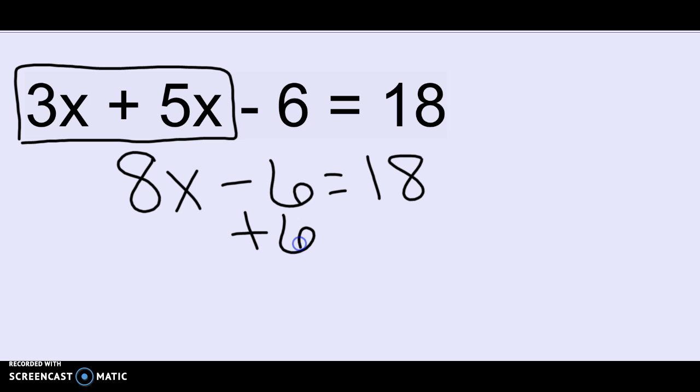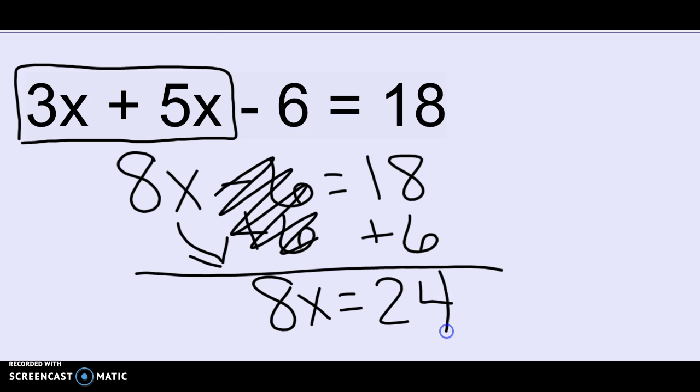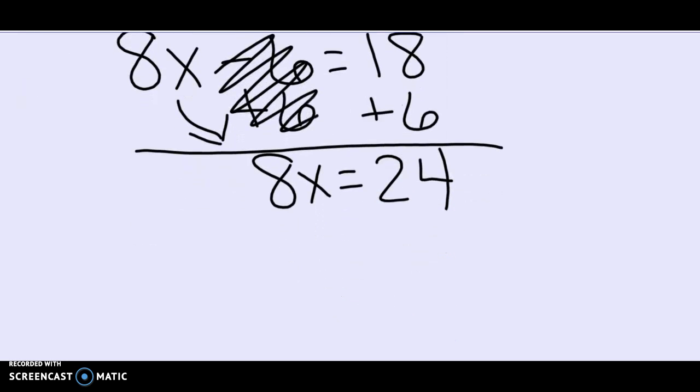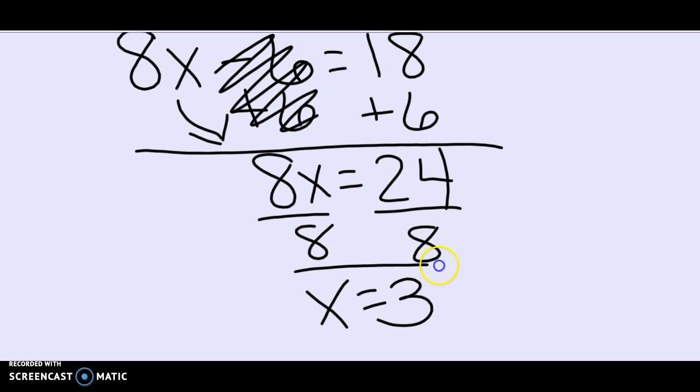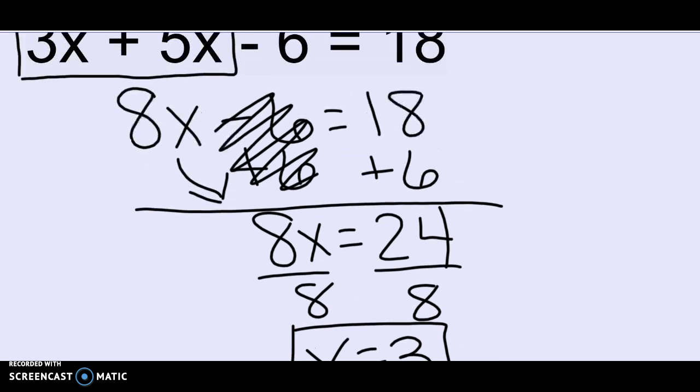All right, I'm just going to work it out. Add 6, draw a line, and then these two guys will cancel out, and we bring down our 8x. 18 and 6 is equal to 24. And then we divide by 8, and we get x is equal to 3. All right, so then you can go back and plug that in and make sure that that works.